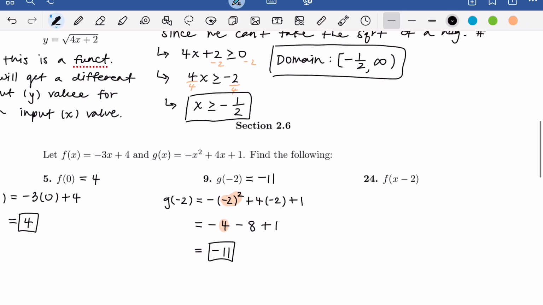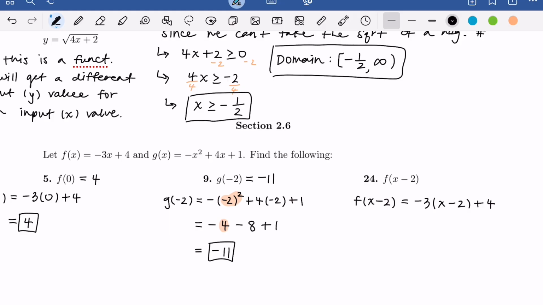All right, and then lastly for 24 here, this is the same idea, but instead of plugging a value into our function, we're going to plug this expression into our function. It's going to be the same process. We're just going to be able to combine like terms and get a different expression. So what I mean is f of x minus 2 means taking that entire expression, x minus 2, and plugging it into our function wherever we see an x. So we're going to have -3 times x minus 2 plus 4.